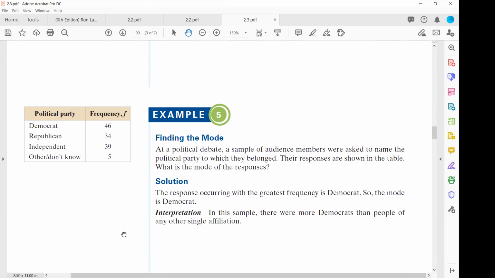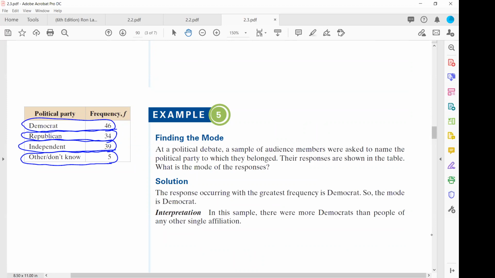So take a look at this example. Now here you have a categorical data. You have first category with frequency 46. You have second category with frequency 34. You have third category with frequency 39. You have last category with frequency 5. So what is the mode of this categorical data? When it comes to categorical data, the category with highest, greatest frequency is your mode.